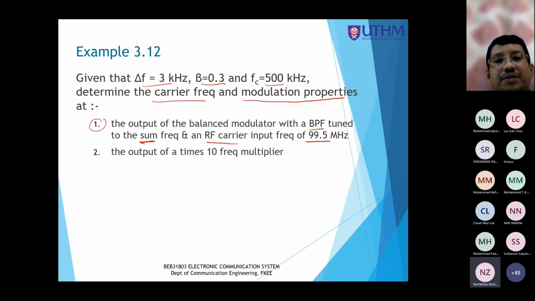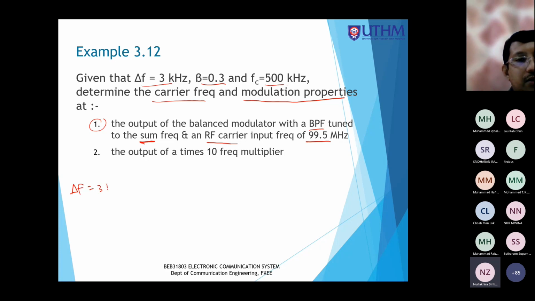So from here, you see the other parameters. We have delta F equal to 3 kilohertz, we have beta of 0.3, and we have FC equal to 500K.